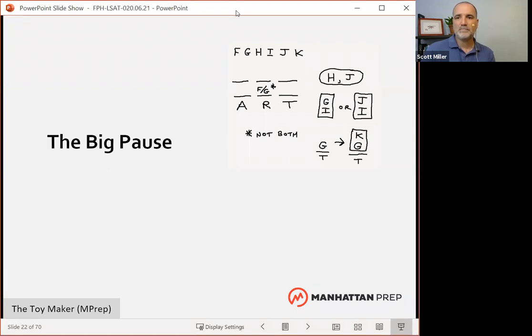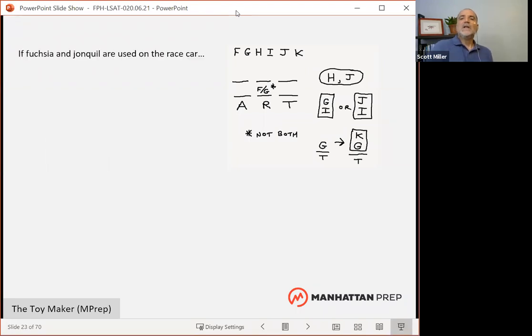Okay, so we said that one of the times when we use hypotheticals is when we see these if questions, when the LSAT gives us a question that begins with if, that gives us a new condition. And so in this question, we're given this condition, if F and J are used on the race car. So this is where we get into the idea of using a hypothetical.